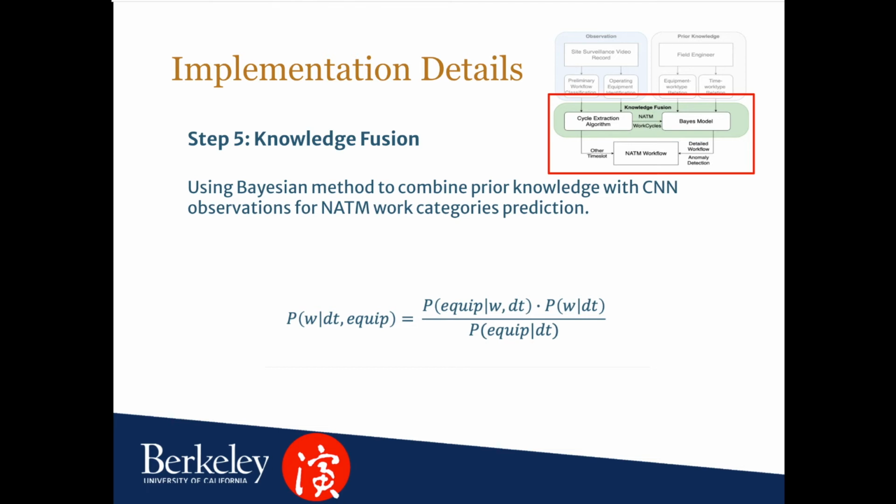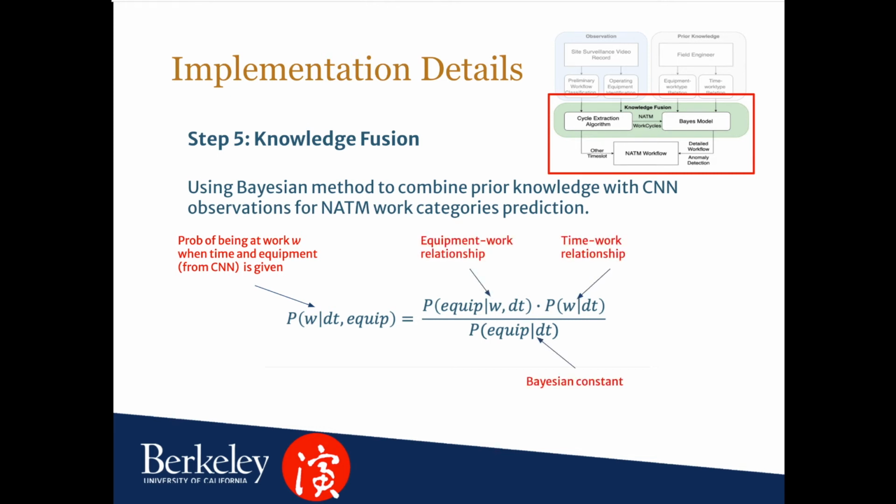Step 5, we combine all the information we have using a Bayesian method to make the final prediction, which is the left-hand side of this equation. So the goal is to know the probability of being at a certain work type when time and equipment are given. The time is given by the video sequence and the equipment is detected by our CNN models. On the right-hand side, we have all the prior knowledge, which is summarized by step 1. And the denominator of this equation is a Bayesian constant, which we assume to be constant for all the work cycles.